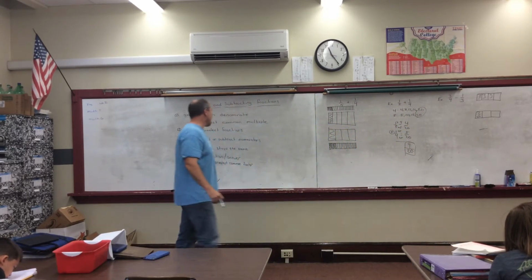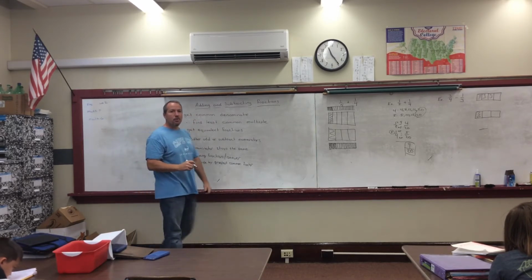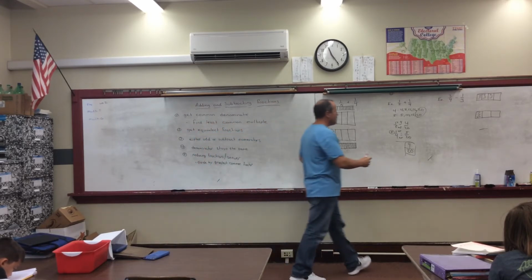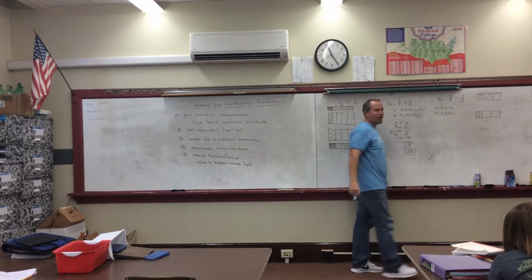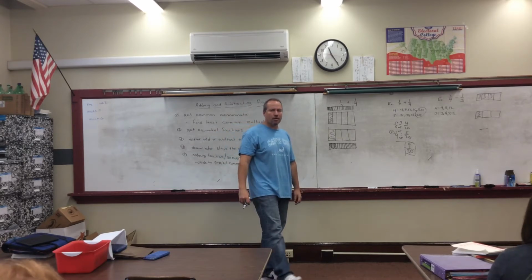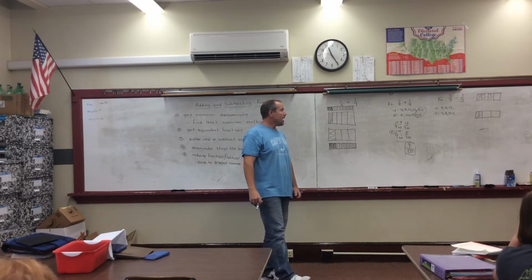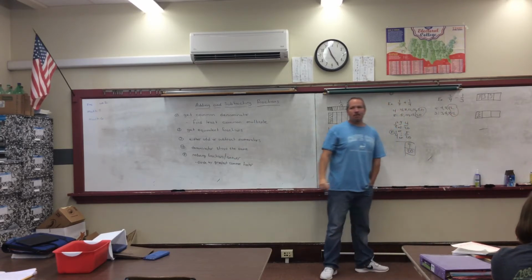So what do we do when we subtract? First thing we do is we got to get a common denominator. How do we get a common denominator? We list the multiples of the denominator. So we're going to list the multiples of 4 and 3. Multiples of 4 are 4, 8, 12. Multiples of 3 are 3, 6, 9, and 12. You guys can write this down. You don't need to write the drawings down. And so 12 would be our least common multiple.